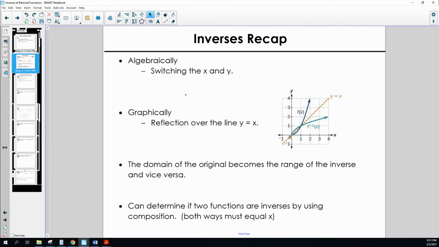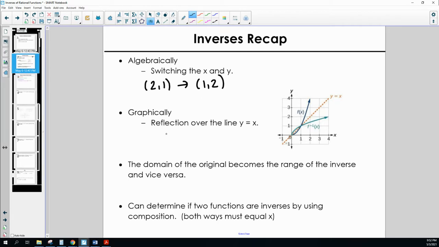We talked about inverses before in a previous unit. There's a couple of ways we can find the inverses. Algebraically, if we're trying to find the inverse, we're just switching the x and y. That could be in terms of points. So if I have the point (2, 1), the inverse of that would be (1, 2). When I'm solving an equation, I'm actually going to switch the x and y, and we'll talk about that when we go through the examples.